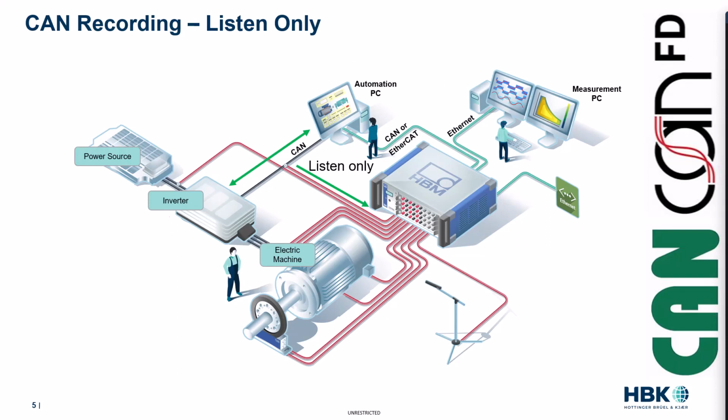In the first part, I want to focus on the communication between a CAN master, for example, the automation system, and a CAN slave, in this case an inverter. The Genesis high-speed power analyzer is only allowed to listen to the CAN port, and not to acknowledge any messages. Because if we acknowledge a message from the inverter to the automation system, or vice versa, it will not be received by the dedicated receiver.